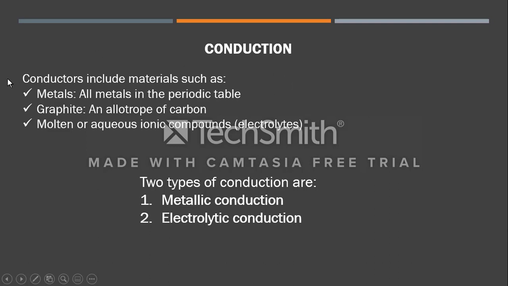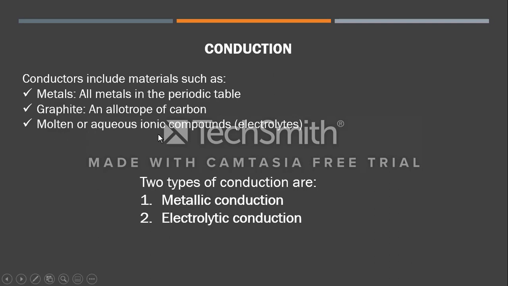Conductors include materials such as metals, graphite, and molten or aqueous ionic compounds. All right, so we know this already. Metals, all metals such as aluminum, magnesium, sodium, gold, silver, all metals on the periodic table are conductors of electricity. Graphite, as you know, is an allotrope of carbon. It has a sea of delocalized electrons, and these are able to conduct electricity. So you would find a lot of electrodes are made from graphite.